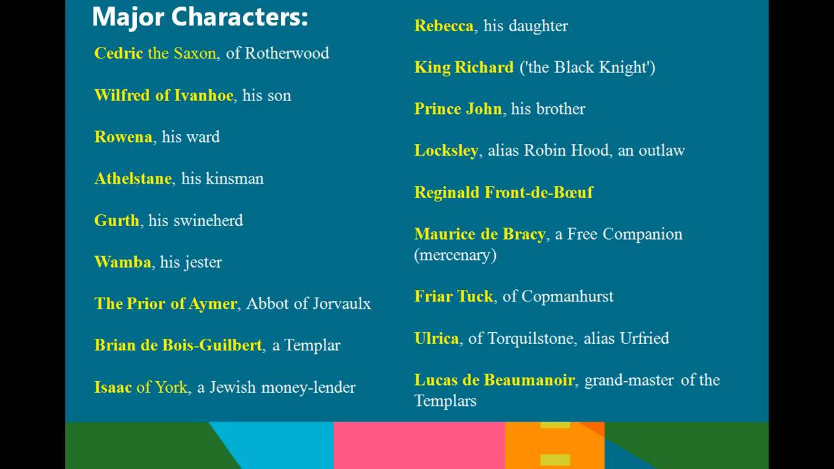Okay. The next character is Rebecca. Rebecca is Isaac of York's daughter. She is a very strong-willed character, incredibly, she has incredible self-control, and she is also a very skilled healer. She has some knowledge of herbs and medicine.